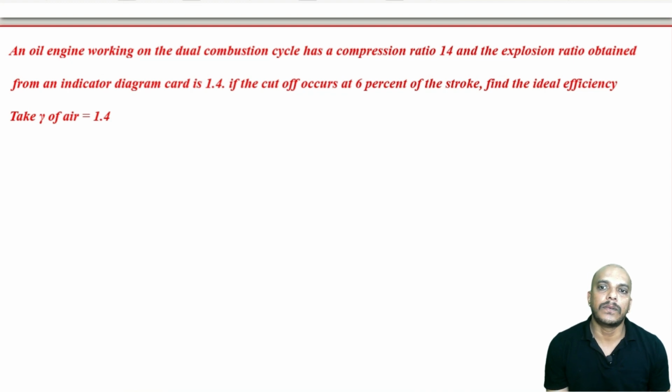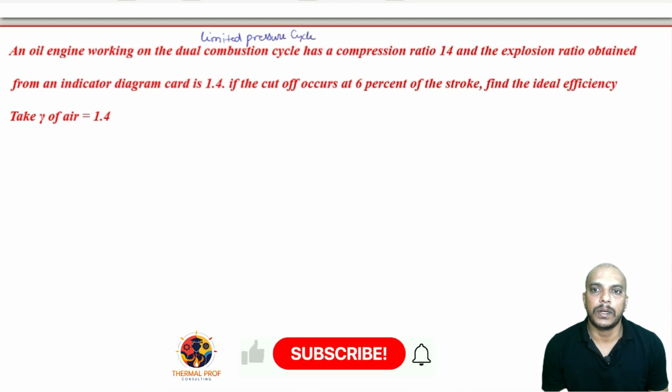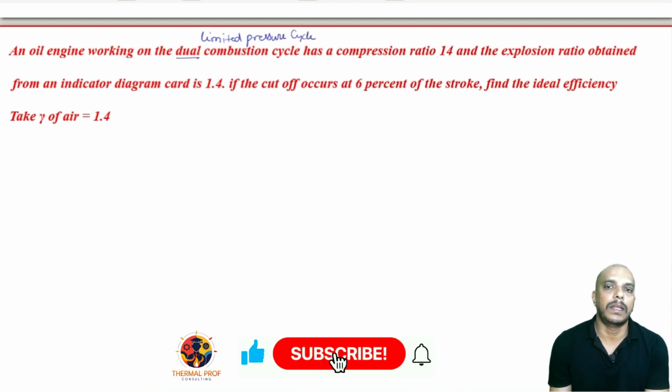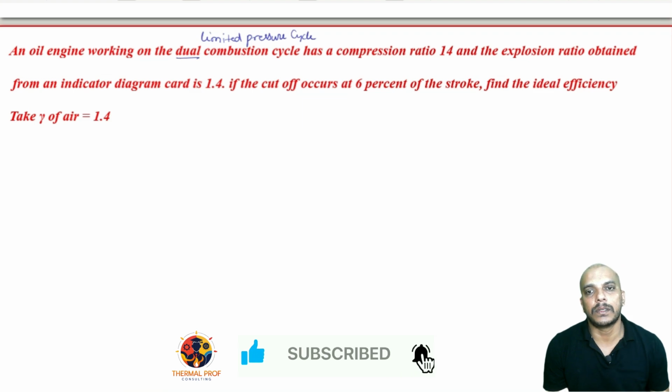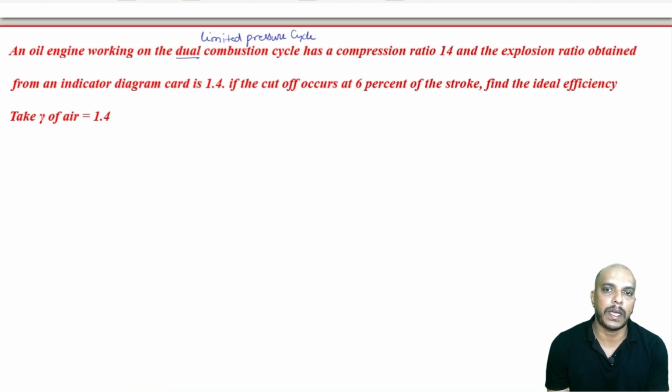An oil engine working on a dual combustion cycle. Now, it is also called a limited pressure cycle. So, either the problem will be given as dual combustion cycle or limited pressure cycle. If you compare it to the diesel cycle, heat is added at constant pressure for only some part of the stroke. That is why it is also called a limited pressure cycle.